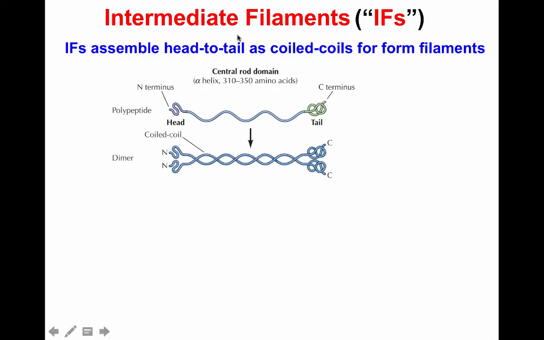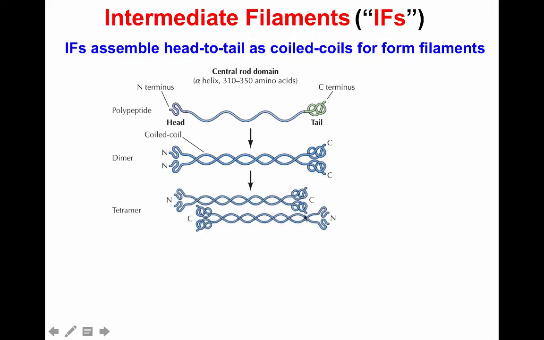The first thing that happens is two individual intermediate filament monomers come together to form a dimer, and they do so by forming a coiled coil structure as is depicted here. So that central rod domain basically wraps around each other to form this coiled coil. Then two dimers associate in a side-by-side manner, though a little bit staggered, and in reverse orientation, as you can see, in terms of their head domains and their tail domains. They'll come together side by side into this tetramer.